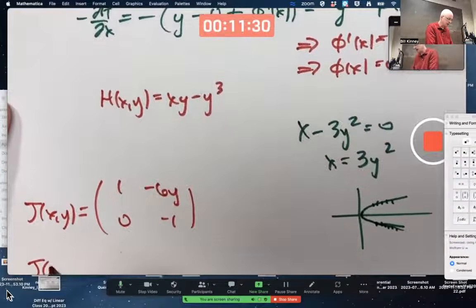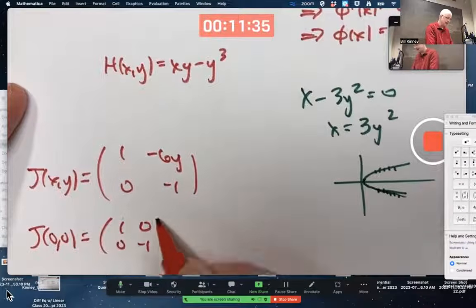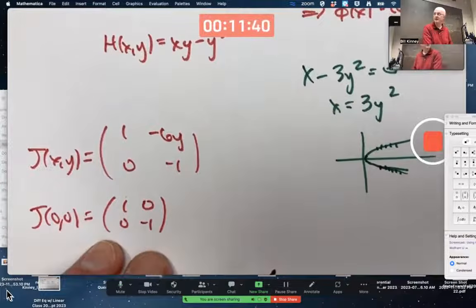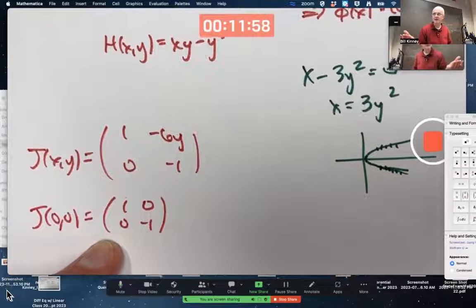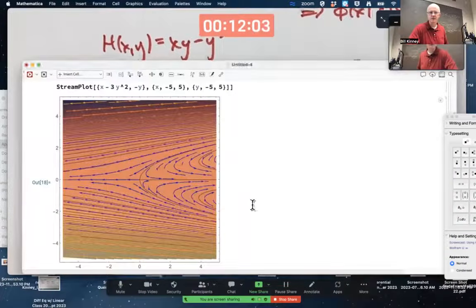Remember, you always plug in the equilibrium points into this. And something pretty trivial happens with this particular equilibrium point. You get a diagonal matrix. The eigenvalues are the numbers on the main diagonal, plus or minus 1. Definitely a saddle point. They don't have 0 real part. This is a hyperbolic equilibrium point. You can apply the Hartman-Grobman theorem, meaning linearization works, is the upshot of that. And that's what we confirm with the picture as well. This point right there is a saddle point.